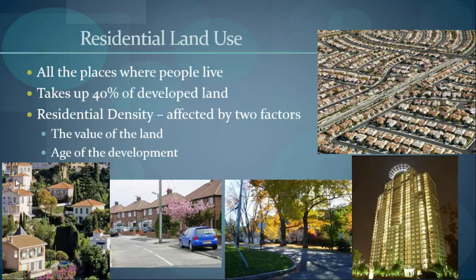All right, so residential land use, this is where the people actually live, and it takes up about 40% of the developed land. The residential density is going to be affected by two factors, the value of the land and the age of the development. The older the development, oftentimes the more concentrated it is. Having said that, a lot of modern suburbs are really high density as well, and you can see by this. And then, of course, apartments, new or old, are going to be high density.